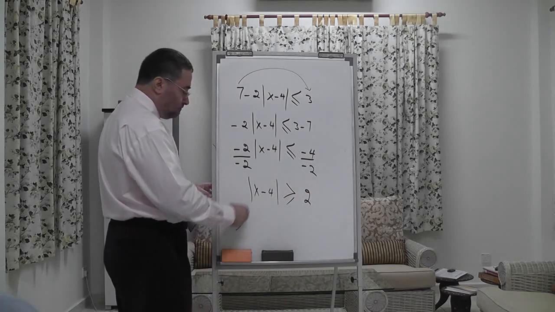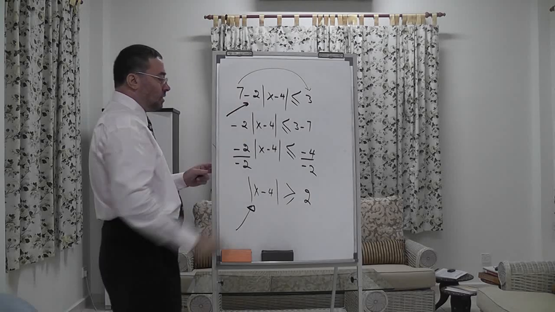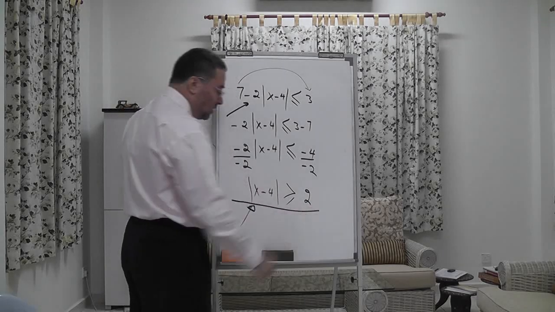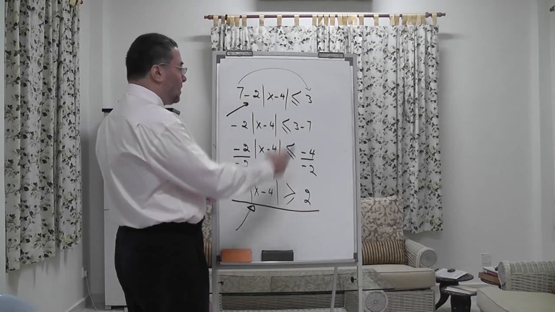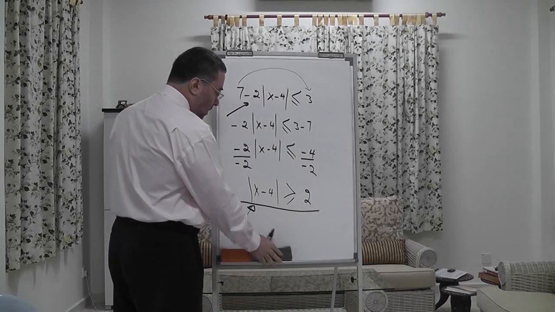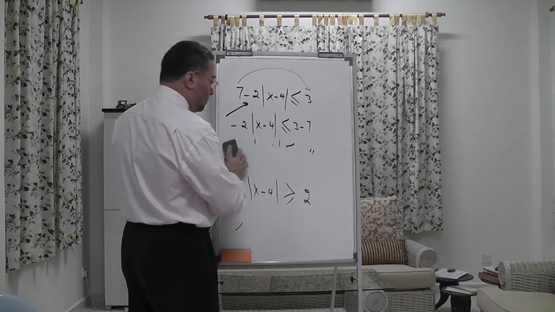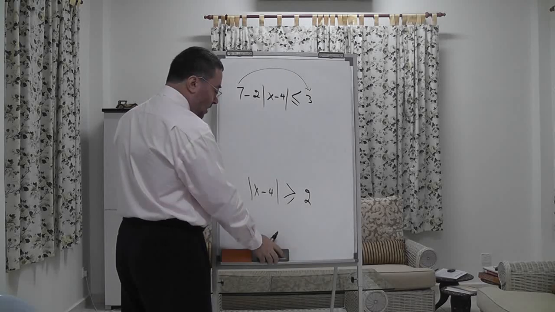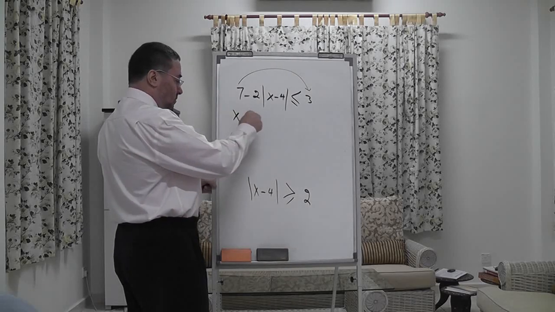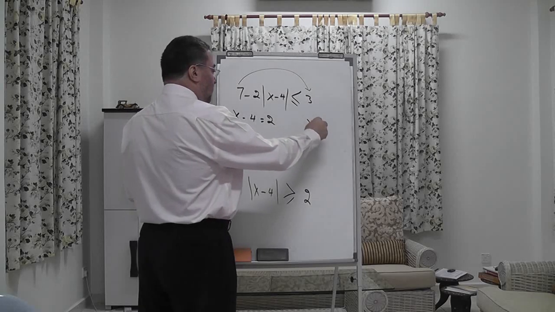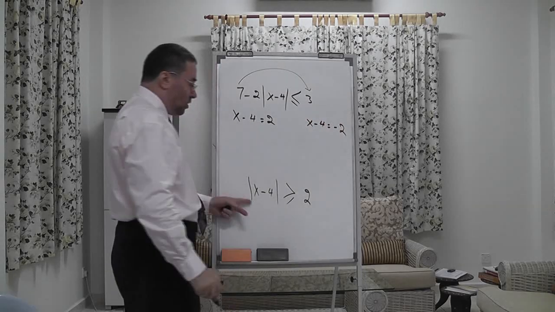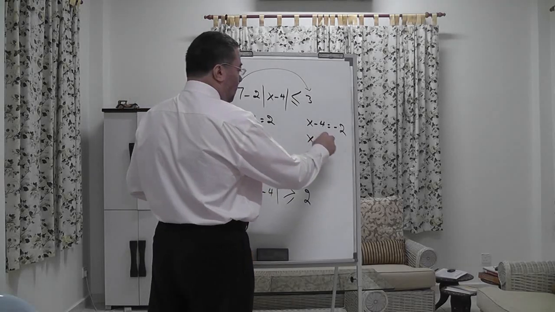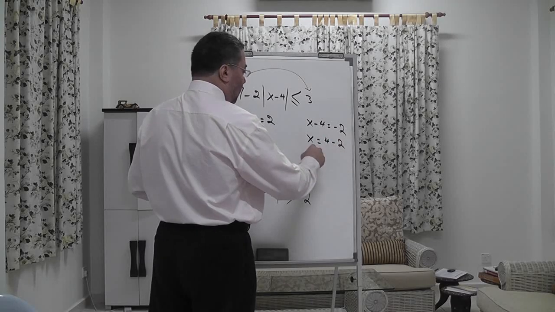Now this statement is the same as the statement. We simply simplified this to this level. So when we solve now this inequality, we are basically solving this inequality. And we are going to solve this inequality using the roots method. So x minus 4 equals 2, or x minus 4 equals minus 2. Two possibilities. Here x equals 6, and here x equals 4 minus 2, and that will be x equals 2.